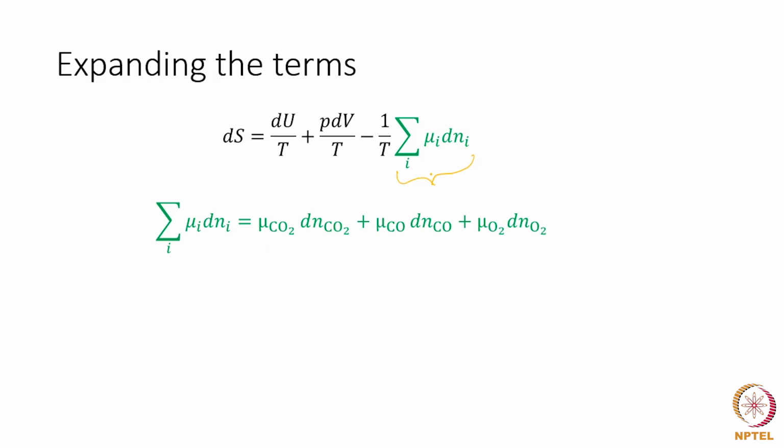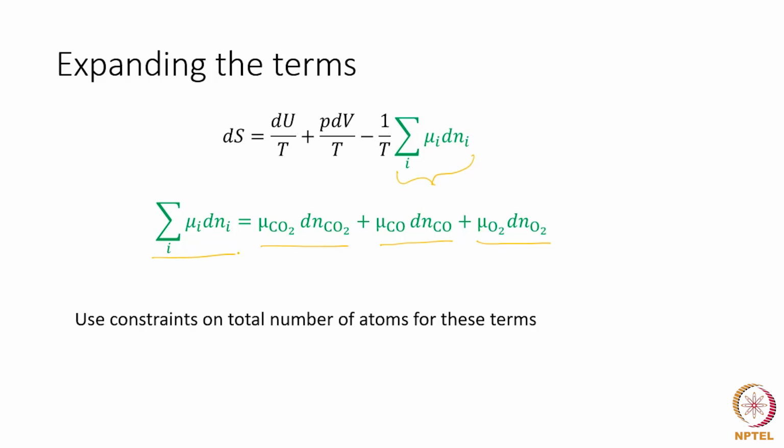This term alone, in the green color, we expand by taking mu CO2 into dnCO2 plus mu CO into dnCO plus mu O2 into dnO2. So we have expanded the chemical work in terms of the 3 species that are there. It must also be kept in mind that the total number of atoms should be constrained. That will be used to evaluate the 3 terms that are shown with the blue arrows.